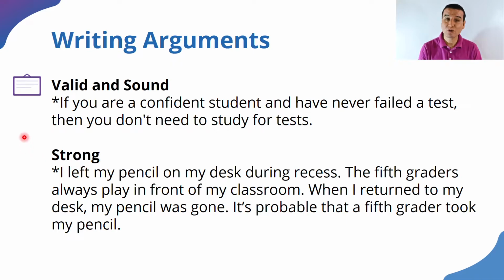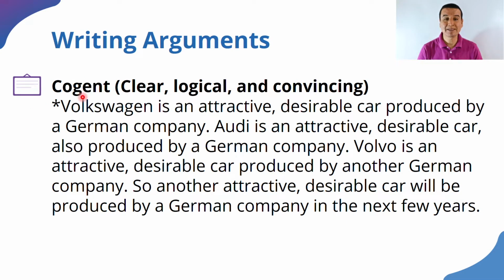And finally, an argument needs to be cogent. Cogent means that it is clear, that it is logical and convincing. It means that it has all the argumentation, the validity, the strength, and the truth in it. Right? For example, look at this one that sounds strong, convincing, somehow valid, but let's examine why this is not a good argument. Volkswagen is an attractive, desirable car, produced by a German company. All right, good.